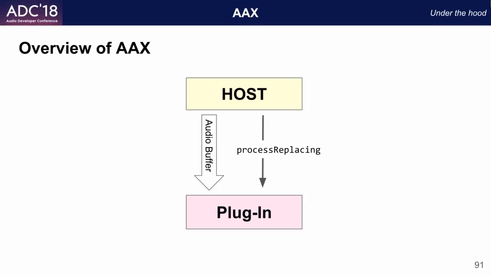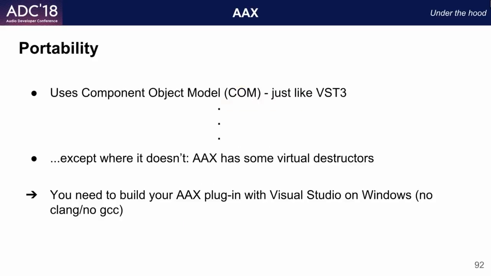The processing model is also a replacing model, so you get your buffer from the host and you need to fill it. It also uses COM under the hood, just like VST3, except for some reason when it doesn't, which is really strange. I've asked on the AAX forum why that is, but for some reason the string class has a destructor, so that means you actually can't build your plugins with Clang or GCC on Windows. They'll just crash in Pro Tools. So they kind of use COM to make your thing portable, but then it isn't. I'm not sure if that was an oversight.